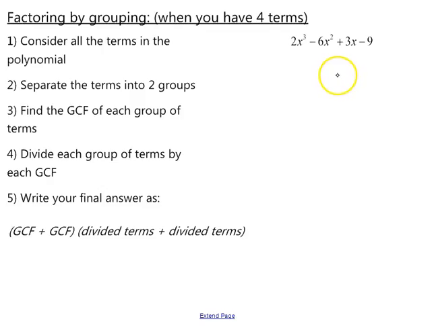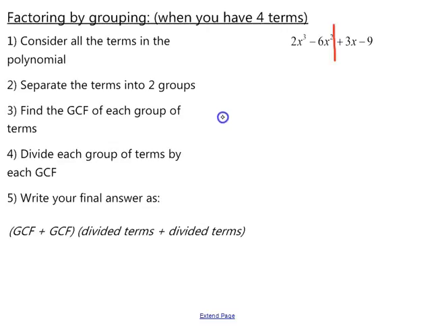We're going to have to factor by grouping when you have 4 terms. So first, consider all the terms in the polynomial. Make sure there's nothing you can combine. And then 2, separate them into 2 groups. So we're going to split it right down the middle here.